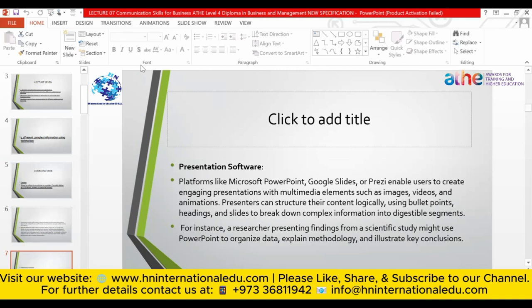For instance, a researcher presenting findings from a scientific study might use PowerPoint to organize data, explain methodology, and illustrate key conclusions. Like when you're at the final year of university, or even you're working with any researcher or any organization through which you have to do the research papers, we always prefer PowerPoint because it is quite handy. Secondly, it is acceptable worldwide.